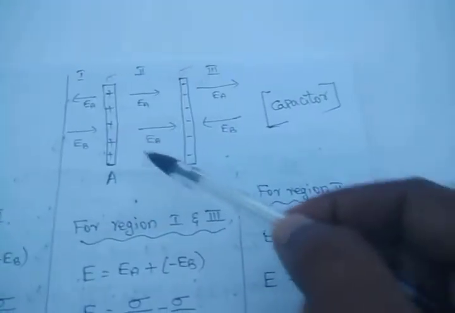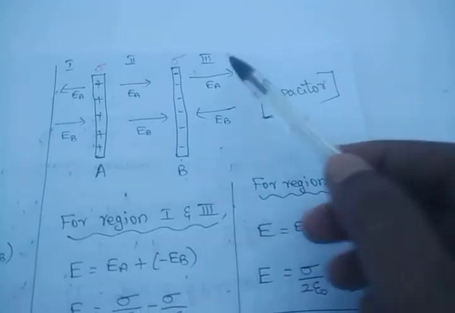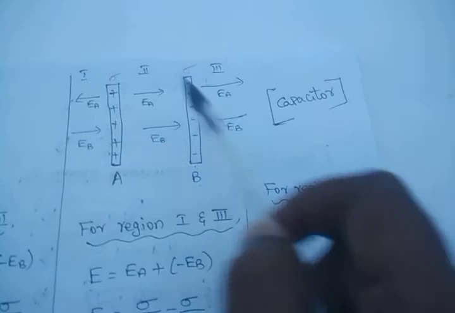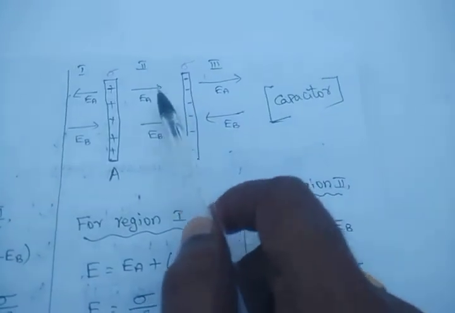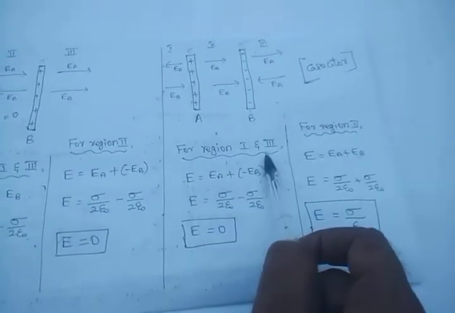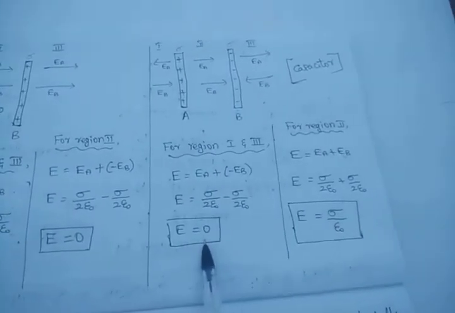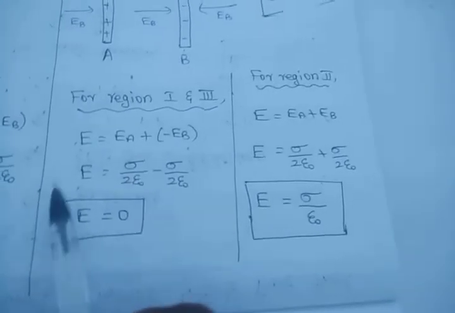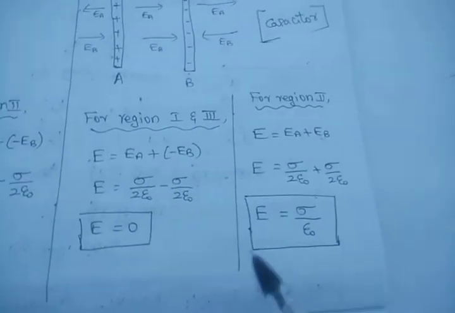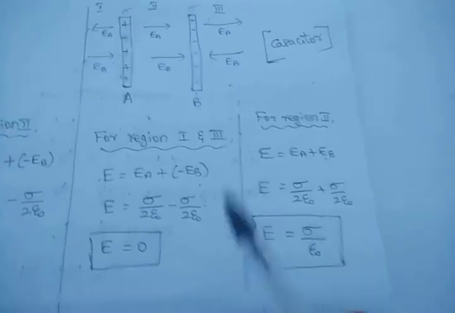So evidently from the diagram we can see that the first region and the third region are in opposite sense. In the second region it is in the same direction, just opposite to the previous case. For the first region and third region the electric field is 0, but for the second region the electric field will not be 0. So as in the previous case, the same derivation we have to do in this question also.